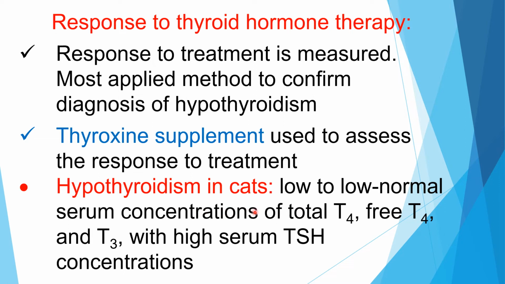Hypothyroidism in cats shows almost similar diagnostic results to dogs. Here there is low to low normal serum concentration of total T4, free T4 and T3 with high serum TSH concentration. This is the characteristic finding in case of hypothyroidism in cats.